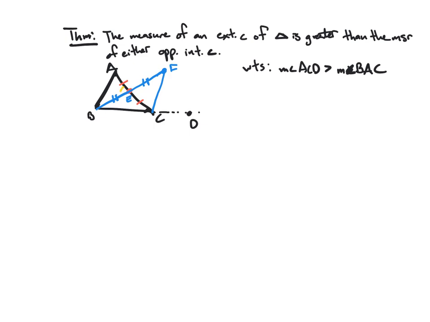So if we have that, then we have vertical angles, we have things that correspond here, so we have triangle ABE is congruent to triangle CFE by side angle side. Well, if that's the case, then angle BAC is congruent to angle FCA.